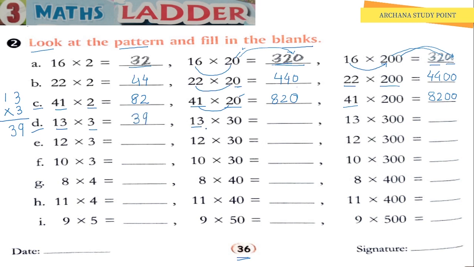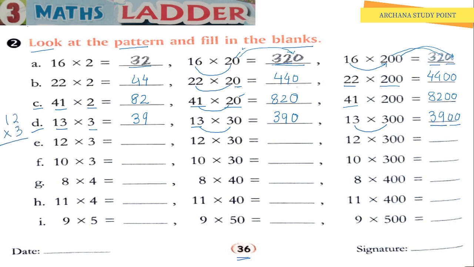And now, when I multiply 13 with 30, what will be the answer? I've already got 39. So I'll write 39, put 1 zero at the back. So the answer becomes 390. Now 13 multiplied by 3 will give me 39 again. And I'll put 2 zeros at the back. So the answer will be 3900.